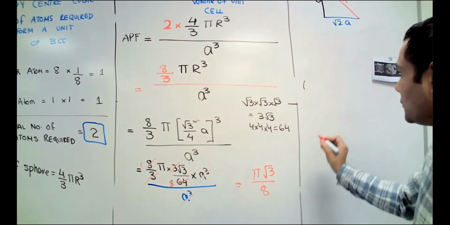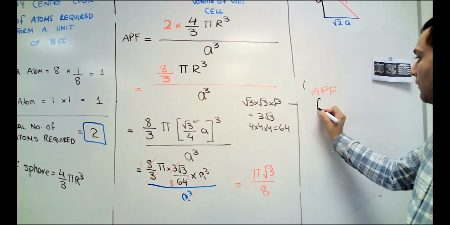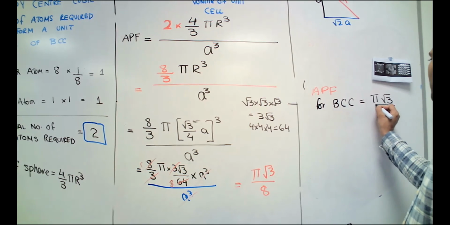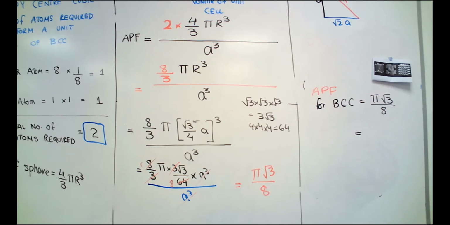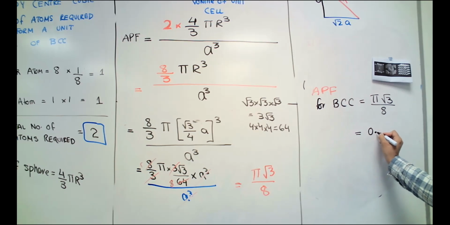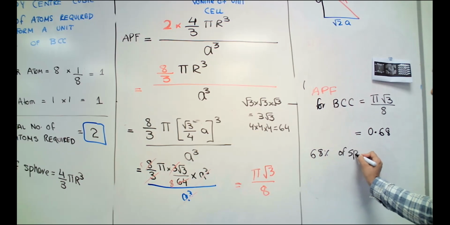So I have the answer pi √3 over 8. So the atomic packing factor for body centered cubic is pi √3 over 8. If you put that in your calculator, you will get the answer as 0.68. So which means 68% of space is occupied.